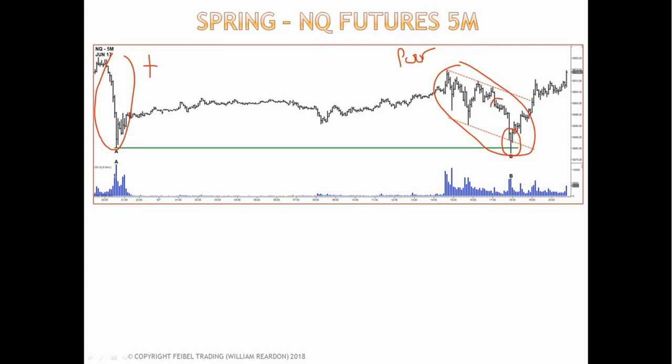But this action here is key. There is no supply. Then all of a sudden we fall out of bed to reverse and close back inside the channel. It's very suspect behaviour. Therefore, we know that this has been orchestrated, designed to get rid of weak longs and also take some stops, some form of bear trap.